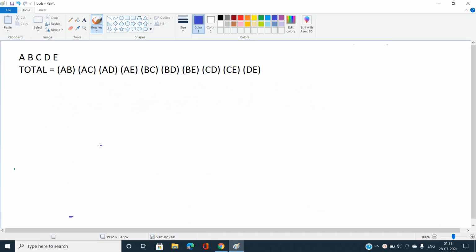I've taken an example where n is given as 5. You can see there will be 5 persons, A B C D E. So what should be the total number of distinct pairs that we can form? It is simply the binomial coefficient nC2, which is n into n minus 1 upon 2. Here n is 5, so it comes out to be 10. That is, a total of 10 pairs we can easily find.